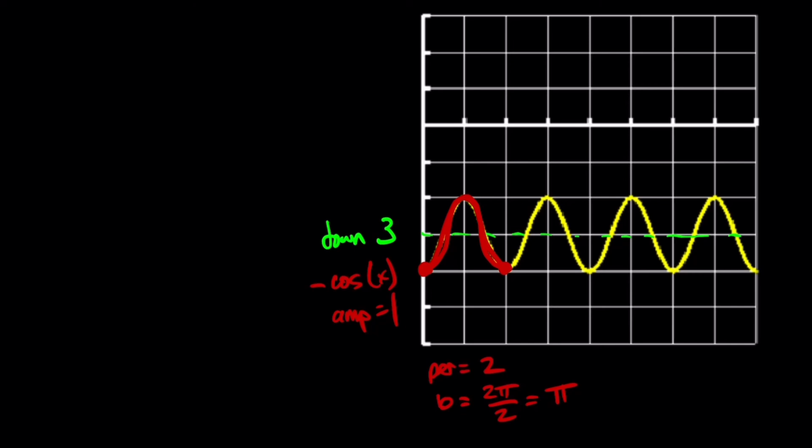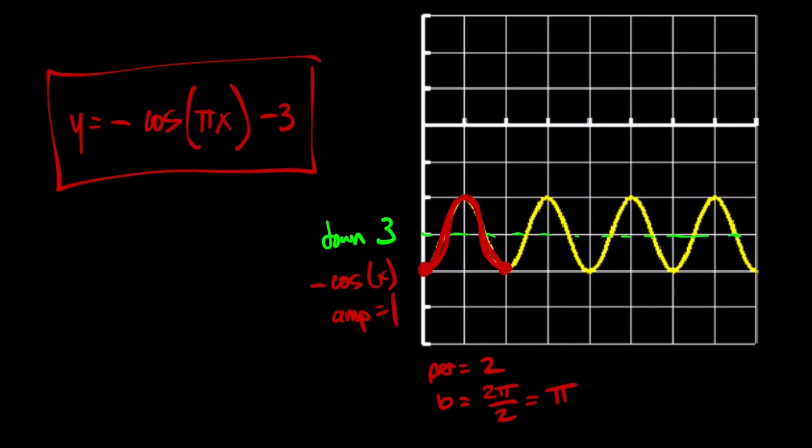What we're going to incorporate in the equation is negative cosine. Amplitude is 1, so you don't have to worry about writing that in. Your b value is pi, and you shifted down 3. All right, so let's write it. Y equals negative 1, which I don't put in, cosine. My b value is pi, so that's pi x. Close your parentheses, down 3, minus 3.